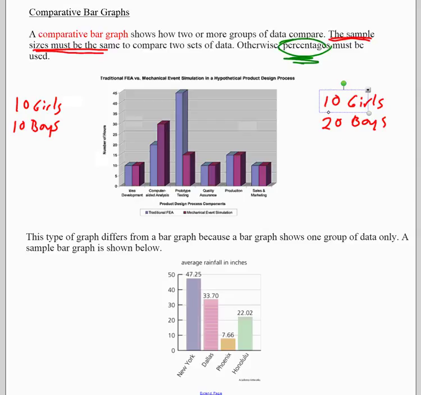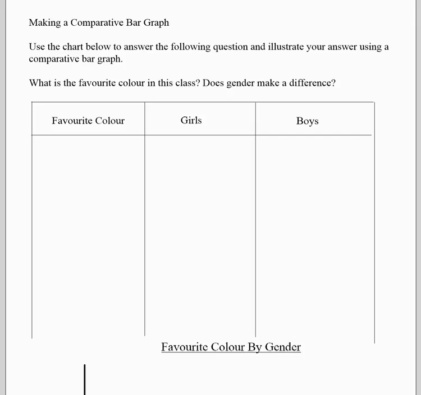So when the numbers are not the same, we have to convert to percent. When the numbers are the same, we can just compare the numbers as is, or we can choose to convert to percent. So that's something really important when you're making a comparative bar graph. You can only use the numbers if the numbers of what you're comparing are equal. If the numbers of what you're comparing are not equal, you must convert to percentages. So let's look at an example.